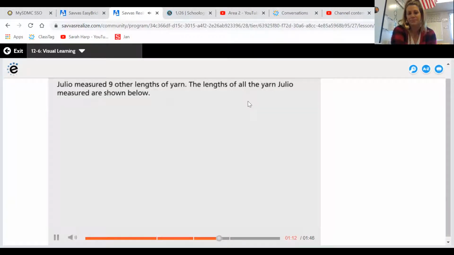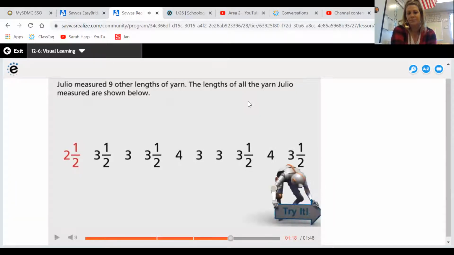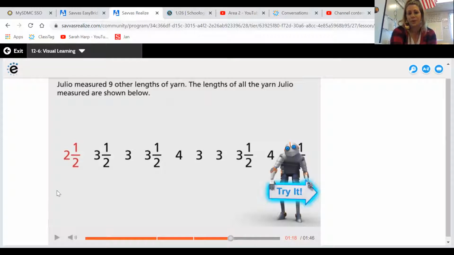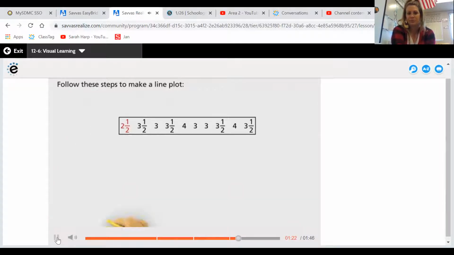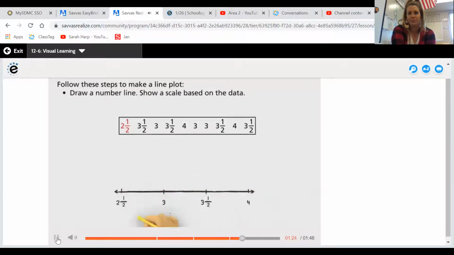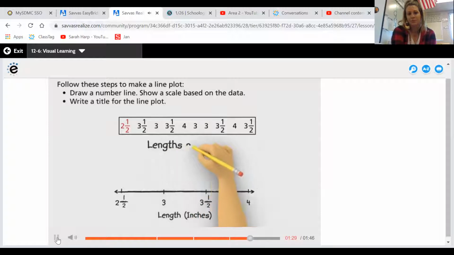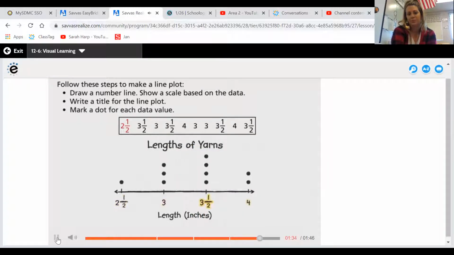Julio measured 9 other lengths of yarn. The lengths of all the yarn Julio measured are shown below. All right, so with all of these measurements, now let's see, how would we plot that on a line plot? Follow these steps to make a line plot. Draw a number line. Show a scale based on the data. Write a title for the line plot. Mark a dot for each data value.